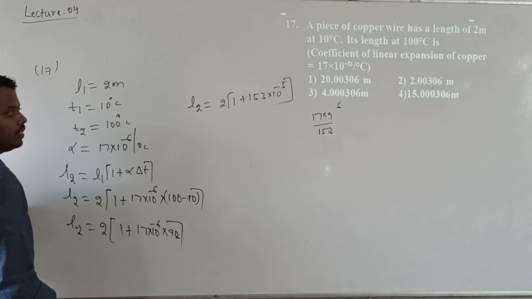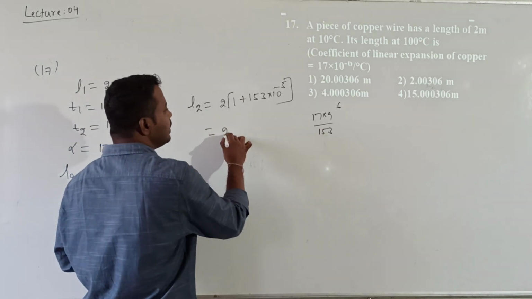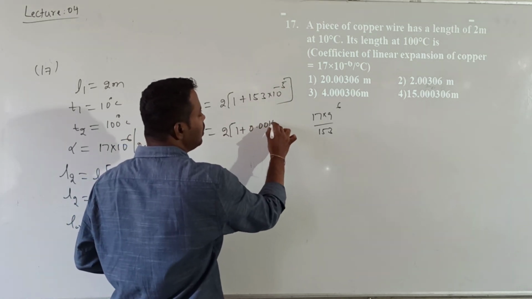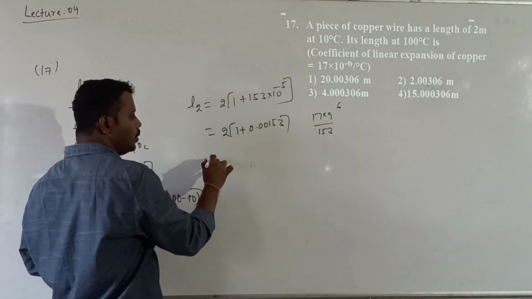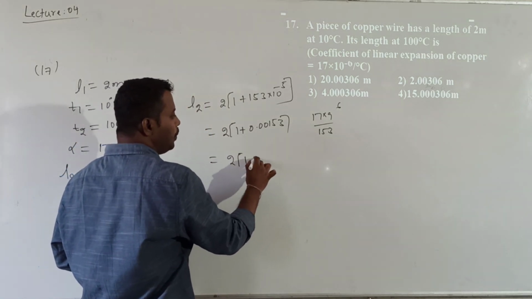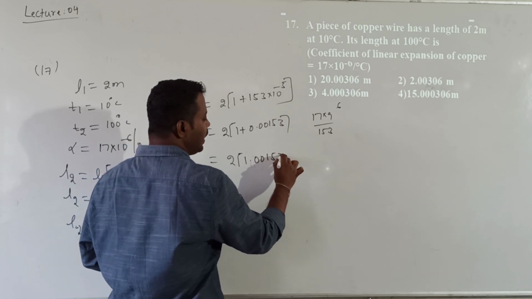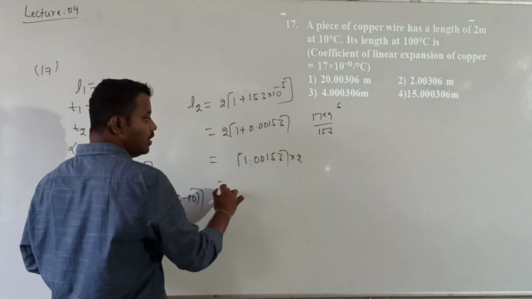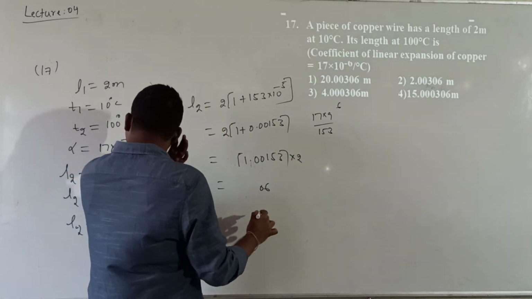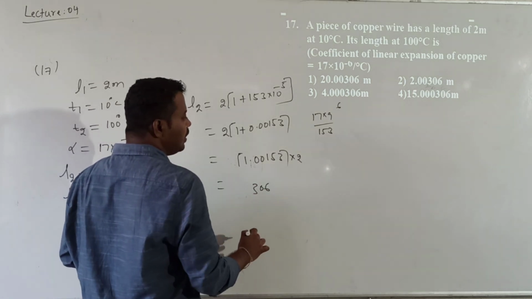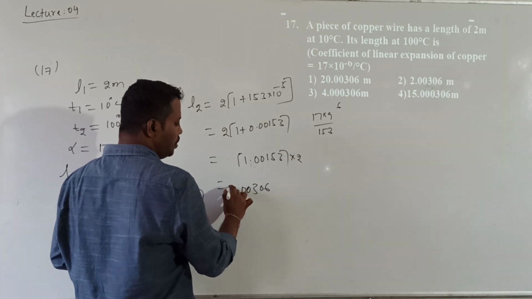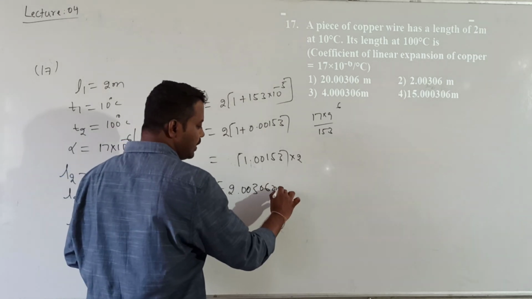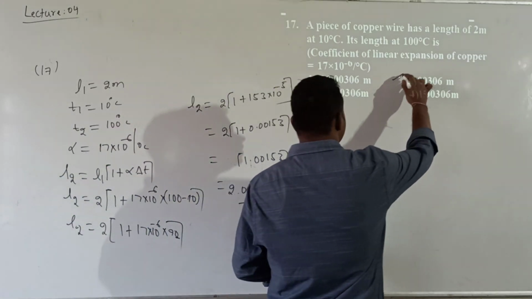So that's why 10 power minus 5. L2 is equal to 2 into (1 plus 10 power minus 5 into 153), which is 1 plus 0.00153, so 2 into 1.00153. Multiplying this: 2 into 1.00153 gives 2.00306 meters. That is the second option.